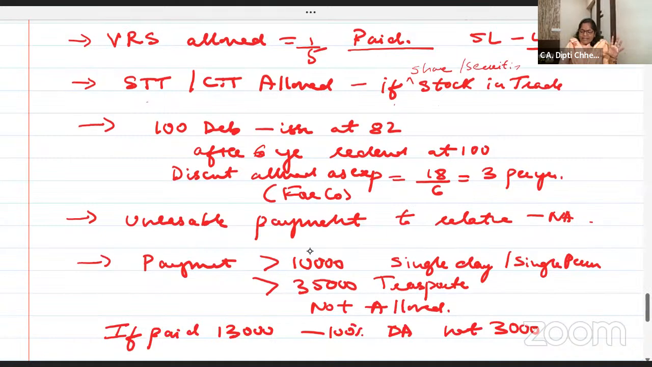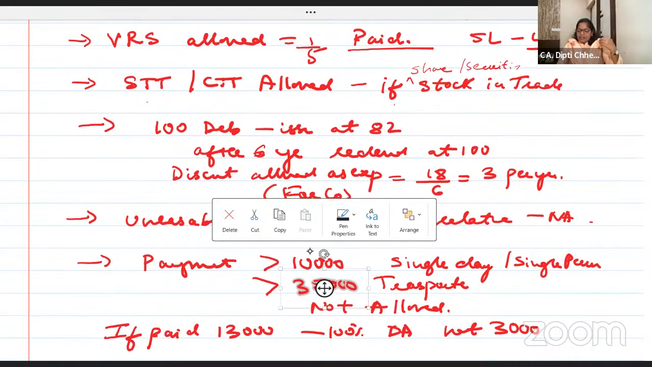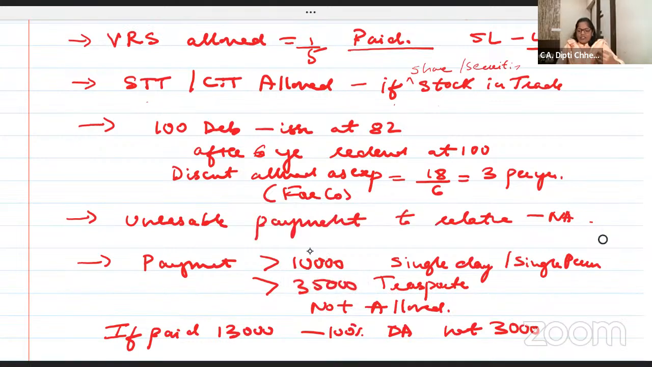Suppose a company is there, they have issued 100 rupees debentures, deep discount debentures or bonds at 82. And they say, after 6 years you come, we will give you 100. So what is the total expenditure for the company? 18 rupees. Can be divided 1/6 every year. Yeah, right.